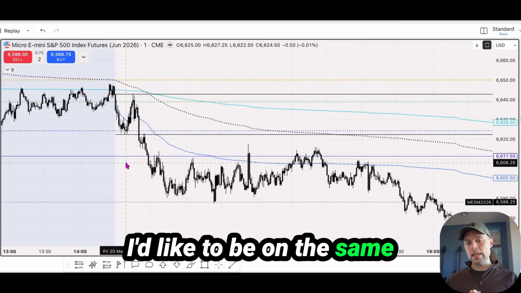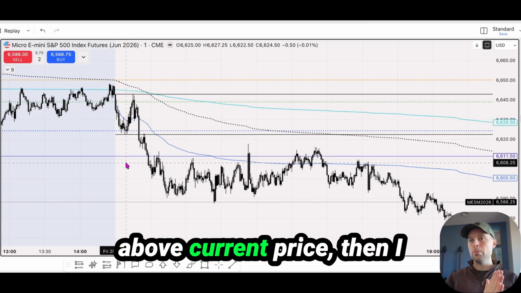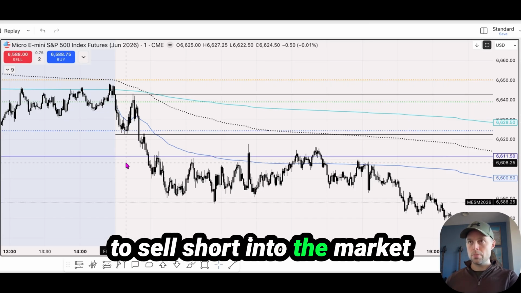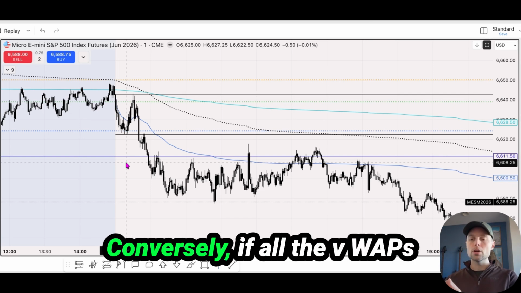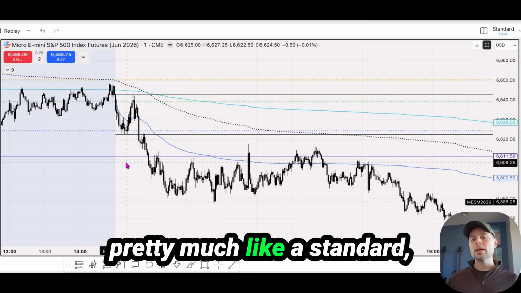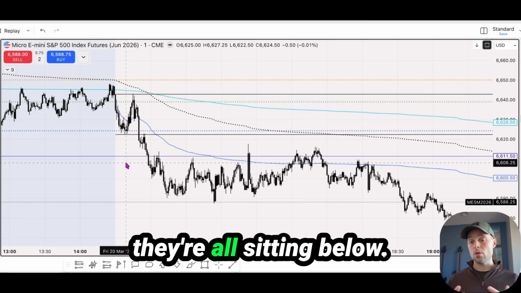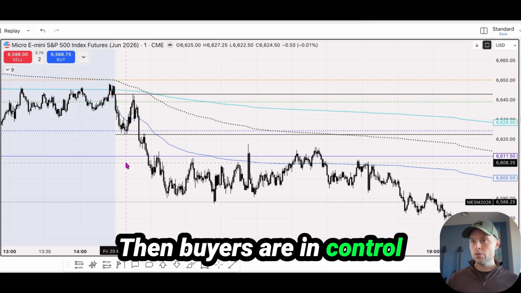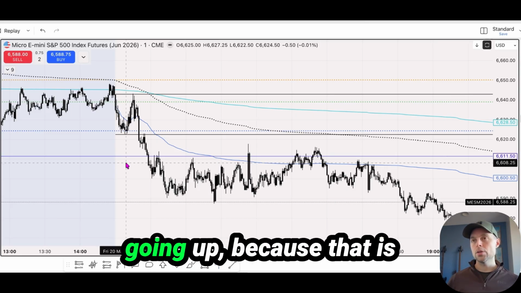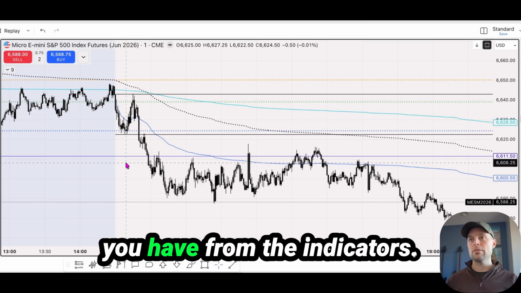I'd like to be on the same side of all these VWAPs. So if all the VWAPs are sitting above current price, then I will be looking for shorts. That means I will be looking to sell short into the market, betting on price going down. Conversely, if all the VWAPs are sitting below price, it's pretty much like the standard moving average. If these key indicators are all sitting below, then buyers are in control, and you are looking for long positions, buying into the market, betting on price going up, because that is the higher probability trade based on the information that you have from the indicators.